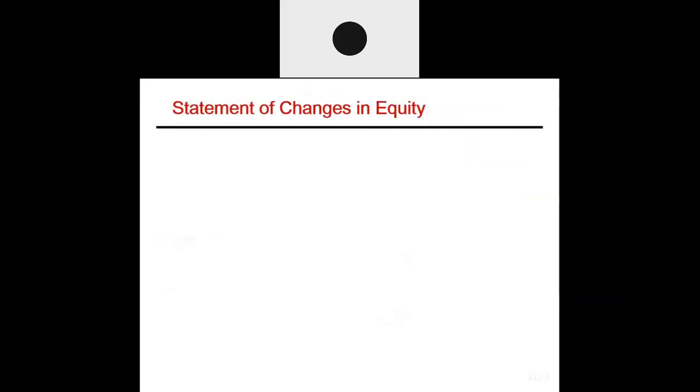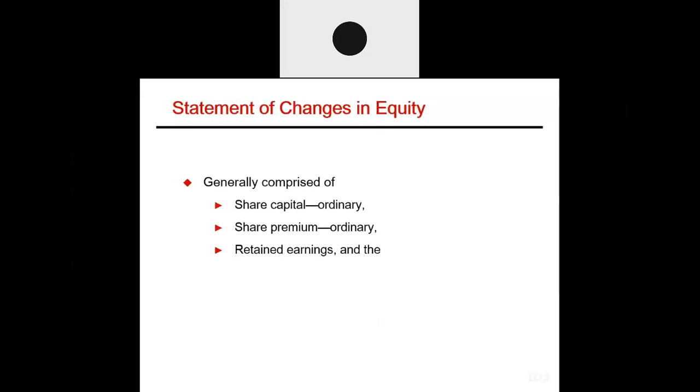Next will be the statement of changes in equity. The statement of changes in equity presents the changes in permanent shareholders' accounts. So generally it will comprise the shareholders' share capital, ordinary share capital, also share premium, ordinary share premium. Preference shares you also can report here in the statement of changes in equity, and then you have the retained earnings and also accumulated balances in OCI.